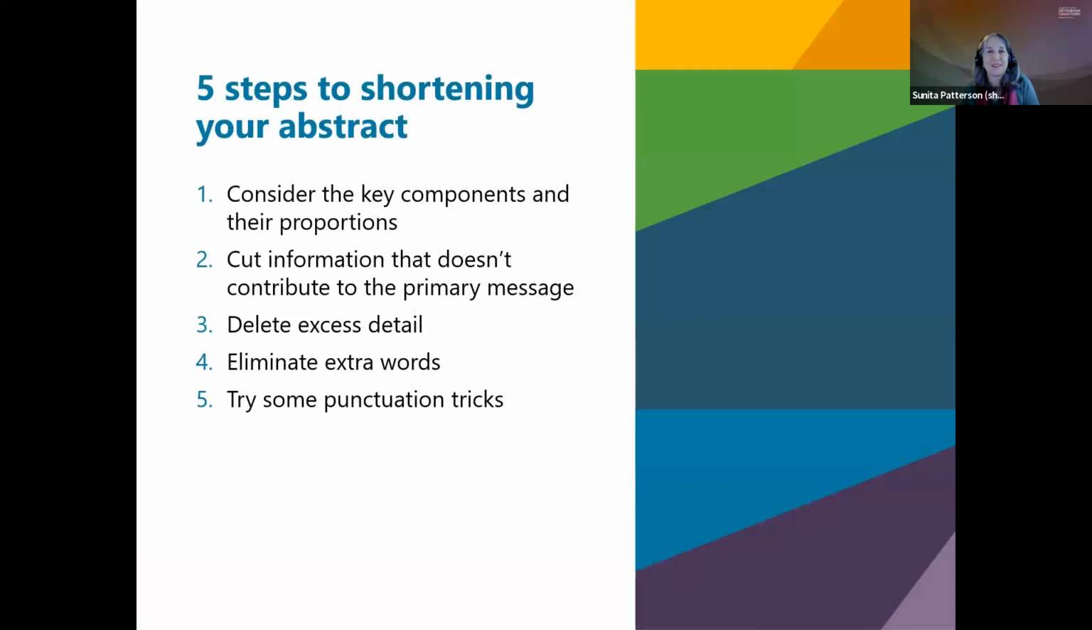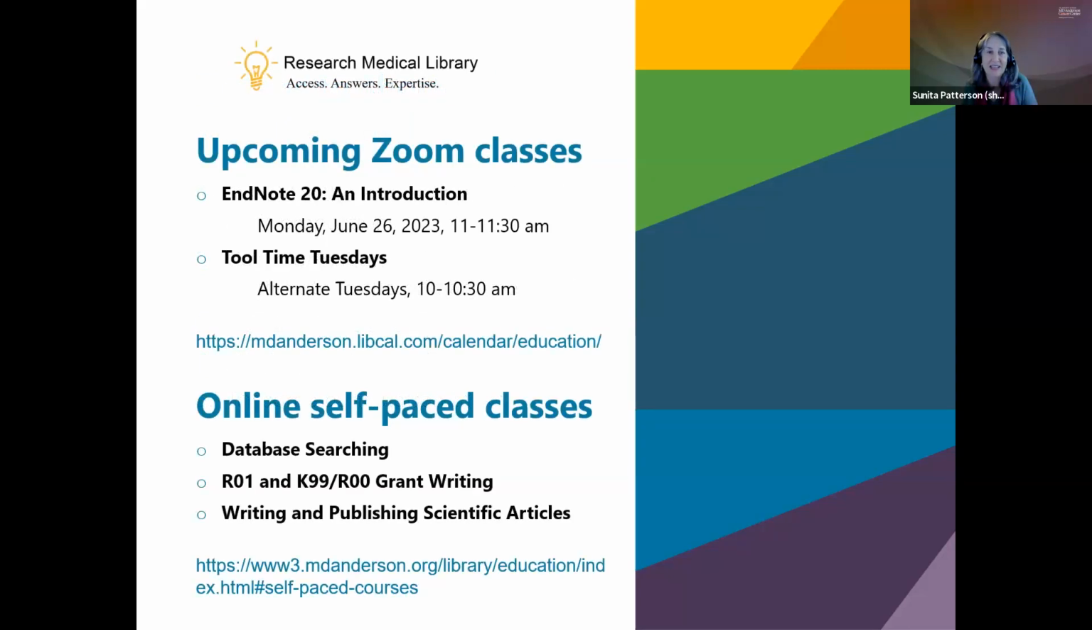So those were my 5 steps. Consider the key components and their proportions. Cut information that doesn't contribute to the primary message. Then look for excess detail. Eliminate wordiness. And then try some punctuation tricks to get you over that final hurdle. And I'm going to take questions. Please feel free to type questions in the chat or unmute.